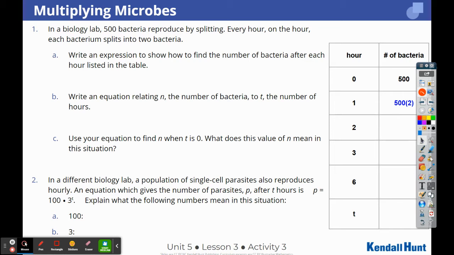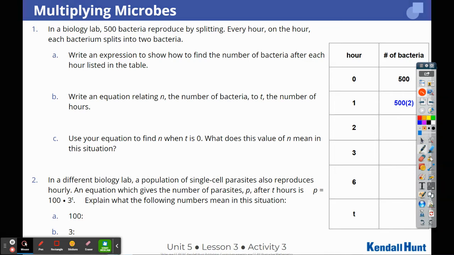What about after the second hour? Well, I'm going to have 500, and I'm going to multiply that by 2, and then multiply it by 2 again. For the third hour, I'm going to have 500 bacteria that I initially started out with, and then I'm going to multiply it by 2 twice, and then one more time to double it a third time. What is a faster way that I could write that?